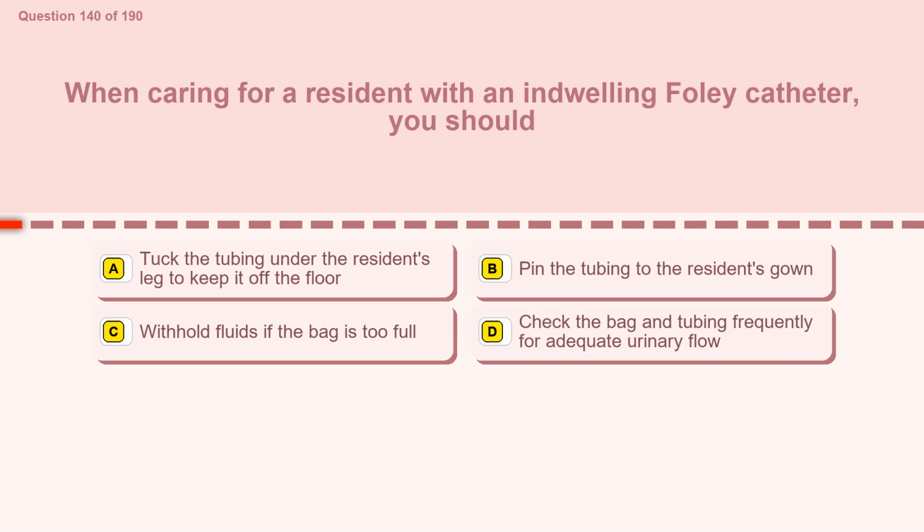Question 140. When caring for a resident with an indwelling Foley catheter, you should: Option A, tuck the tubing under the resident's leg to keep it off the floor. Option B, pin the tubing to the resident's gown. Option C, withhold fluids if the bag is too full. Option D, check the bag and tubing frequently for adequate urinary flow.